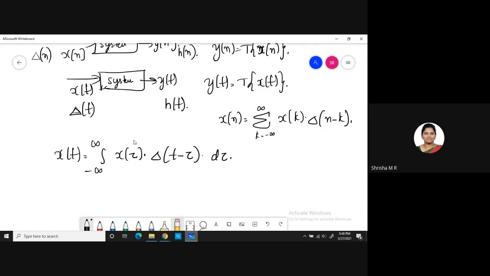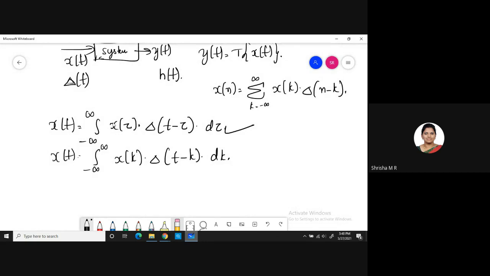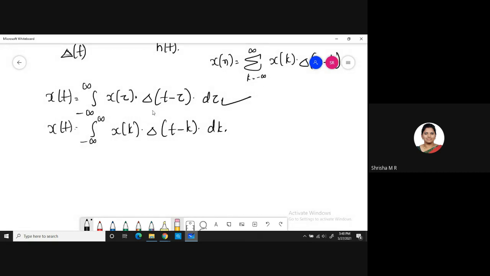And k with tau. You can take k also here. If you take k, you'll get x of t is equal to integral minus infinity to infinity x of k into delta t minus k into dk. But it is better to take tau, so we'll take this equation with tau. We just replaced n with t, and that's the main difference. And we have replaced k with tau. You could keep it as it is, or take tau. Because it will be helpful for differentiation, let it be tau, so that you will not get confused. So for this integral, we'll take x of t is equal to integral minus infinity to infinity x of tau into delta t minus tau into d tau.